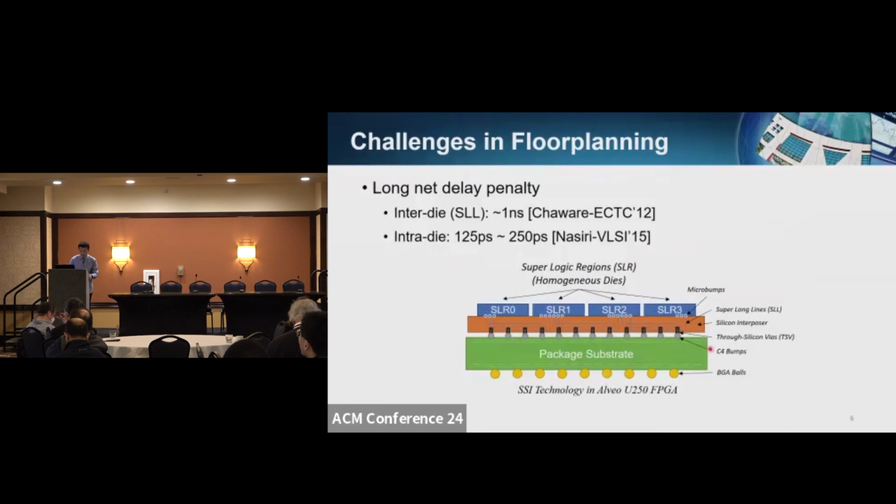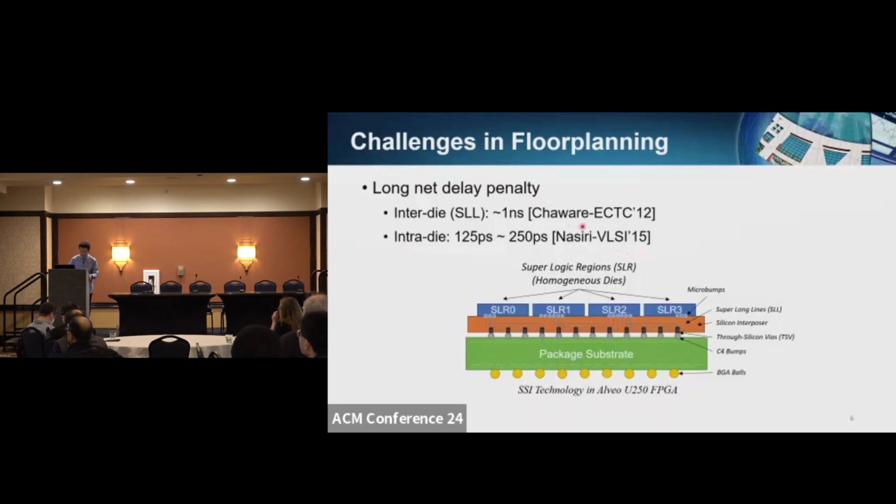The second problem is floor planning on multi-die FPGAs. It's also very challenging. The root of this problem is a long net delay due to nets crossing die boundaries. Previous work shows that a typical medium-length routing wire within a single die has roughly 4 to 8 times shorter delay than the inter-die super long lines, SLLs.